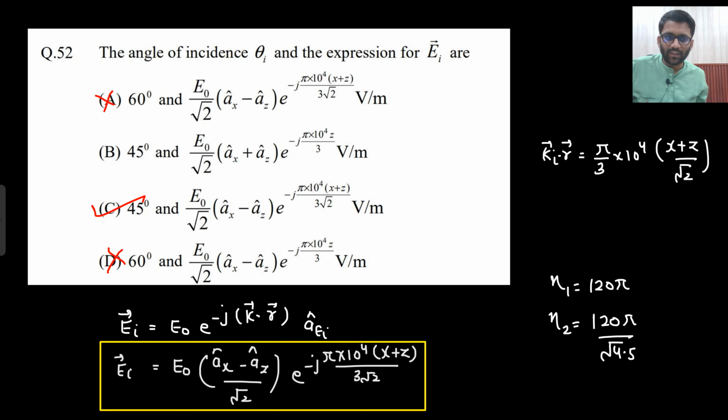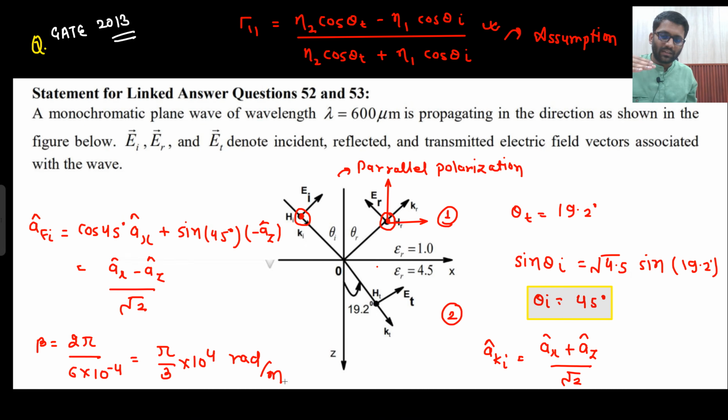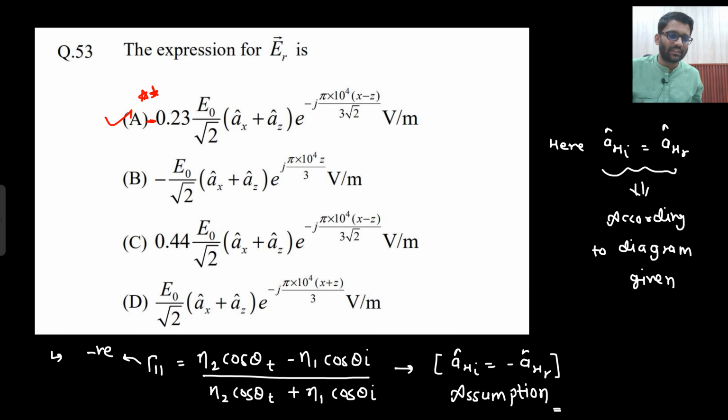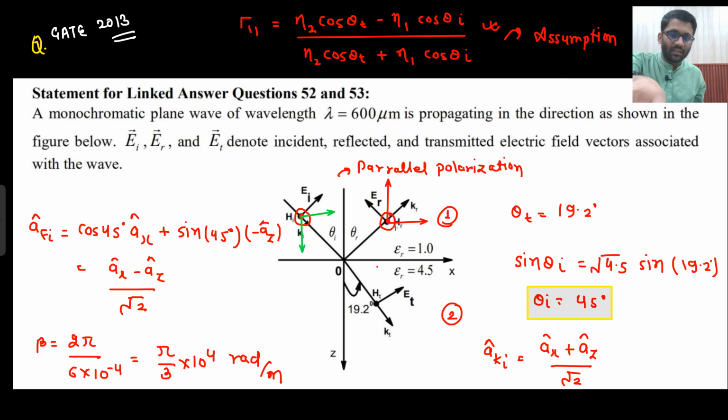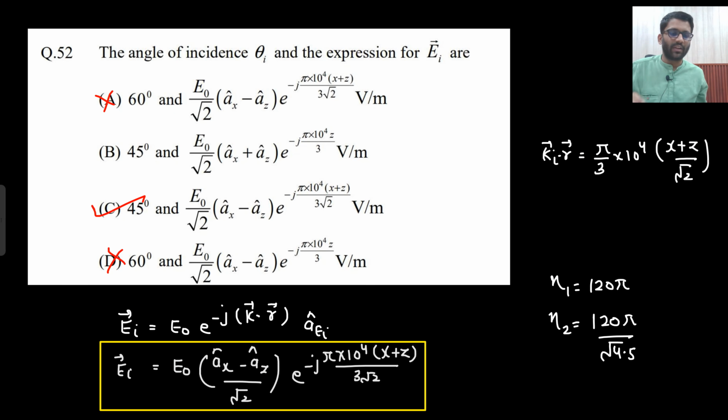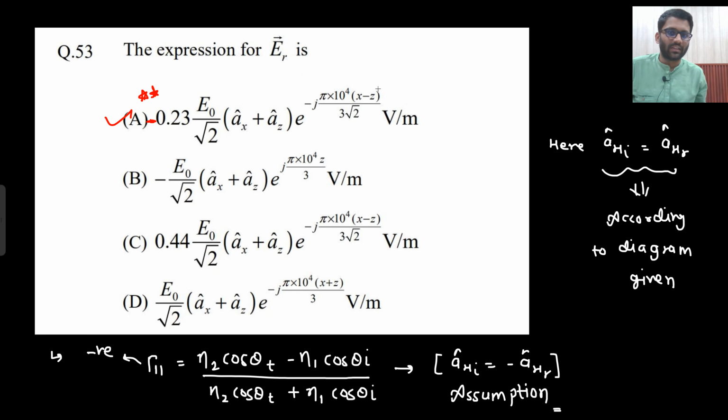So what is the value of beta? Basically here we will have pi by 3 into 10 to the power 4. In the incident case, x plus z was coming because the direction was plus x and plus z. That's why x plus z was coming. Now what is the situation? Now the situation is x minus z, so x minus z would come. You can see here, x minus z would come.